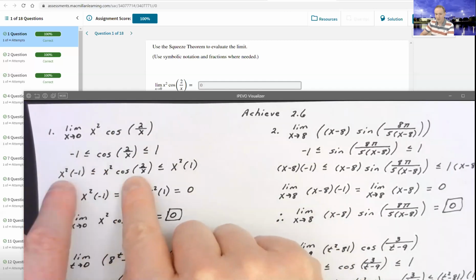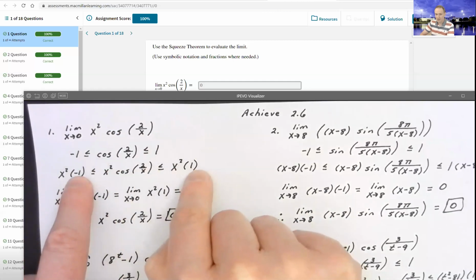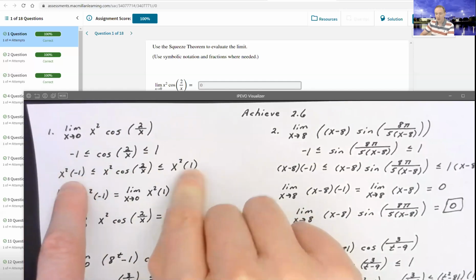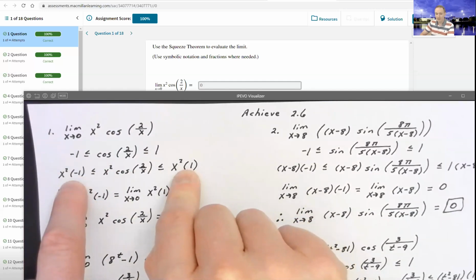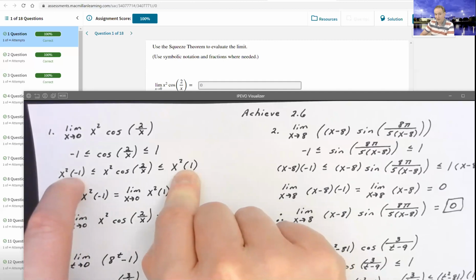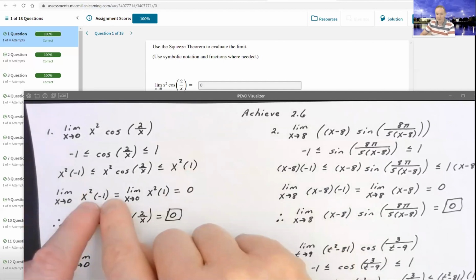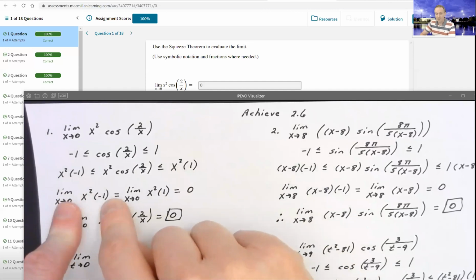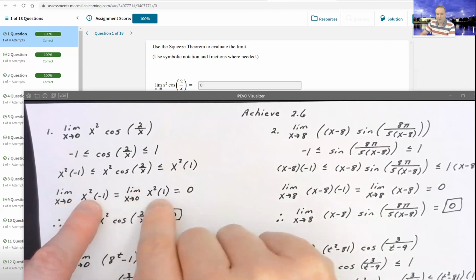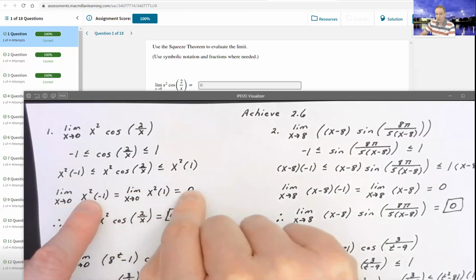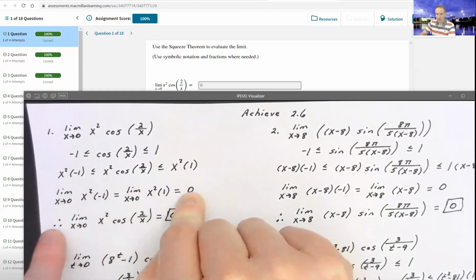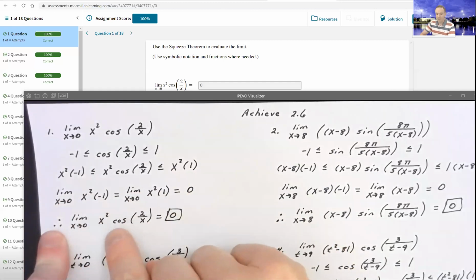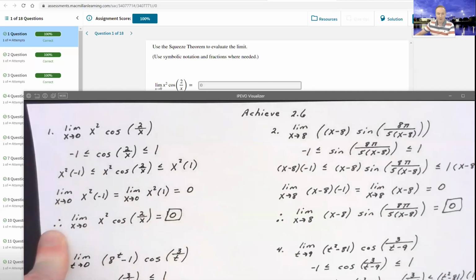Again, since the cosine is greater than or equal to -1, and since the cosine is less than or equal to 1, now I show that the small and large function have the same limiting value. It doesn't matter if the cosine is -1 or +1. The limit as x approaches 0 of x squared times -1 is the same as the limit as x approaches 0 of x squared times +1, which are both 0. Therefore, we can say the limit of our original problem is 0. And you can see that's what I had here on my problem on Achieve.